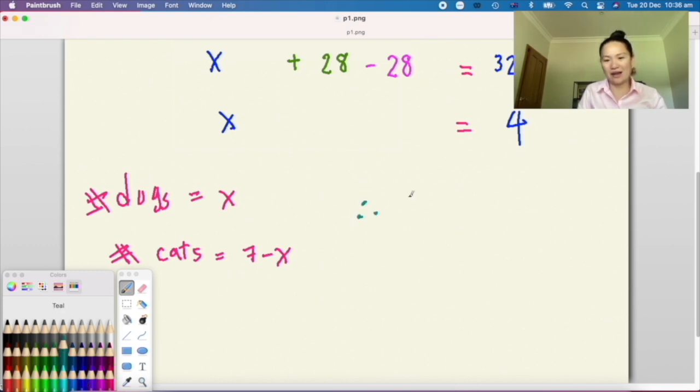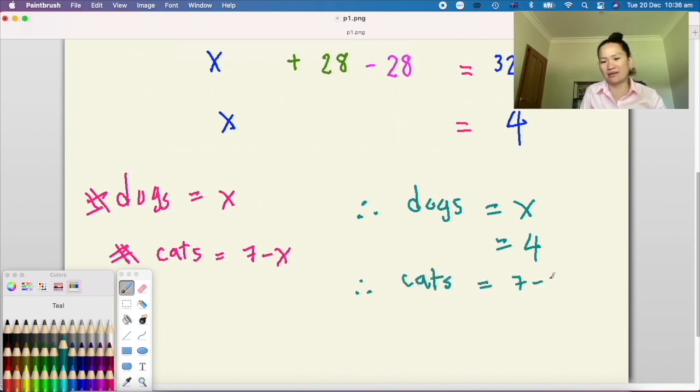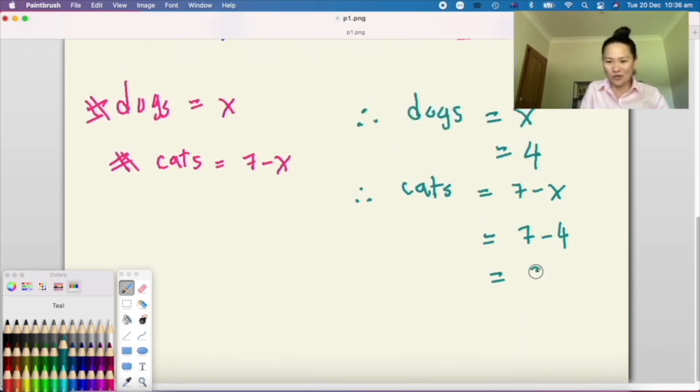Okay. Now we have our dogs which is equal x, so number of dogs equal 4. We want to find number of cats which is equal 7 minus x, so it's equal 7 minus 4, which is equal 3. So now you have your answer.